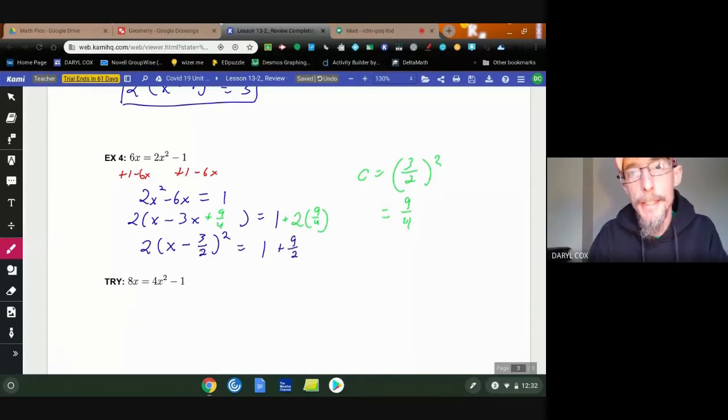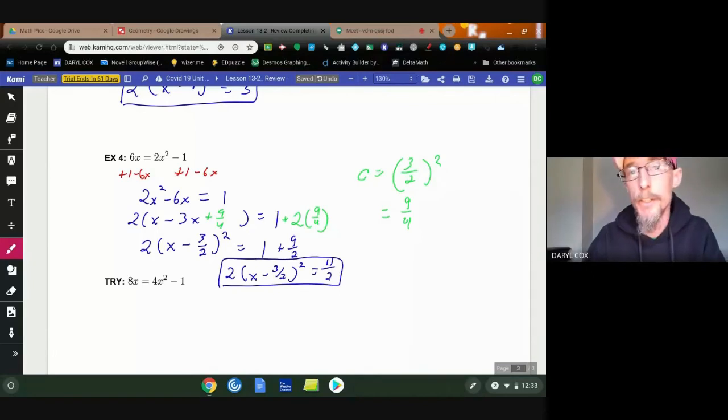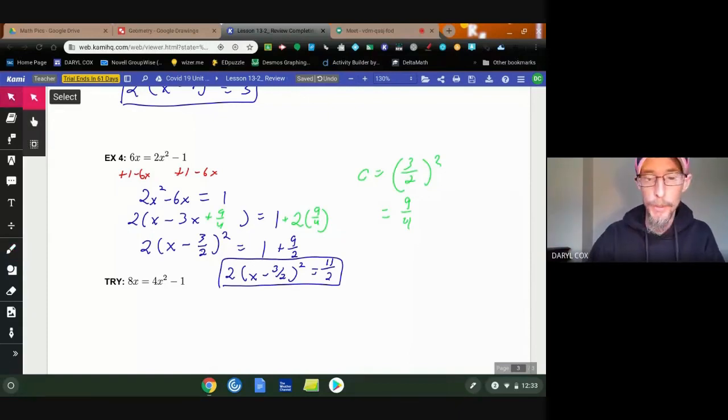2 times 9 is 18. 18 over 4 reduces to 9 over 2. And I have to add those together, so I need a common denominator. My common denominator, 1 becomes 2 over 2, so that becomes 11 over 2. So yes, you will have to deal with fractions some, okay? And stick with fractions. Decimals are not going to be useful in this, okay? As you move on, the decimals are going to make things way more complicated. So stick with fractions. Your turn to try one like that, okay?